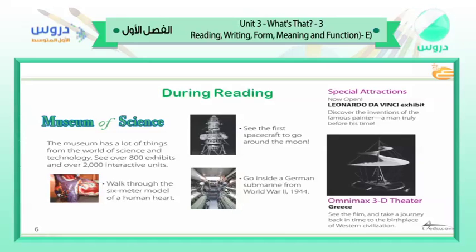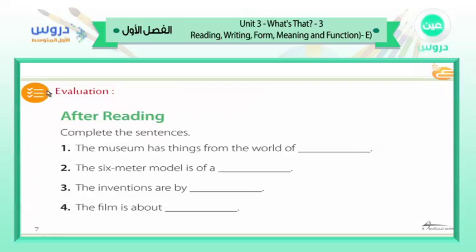What is this? It's a submarine. It's a submarine from World War II, 1944. It's a German submarine. Okay, you can take this submarine and go under the sea. What about this thing here? It's the OmniMax 3D theater. Okay, you can see a film about Greece and take a journey back in time to the birthplace of Western civilization.